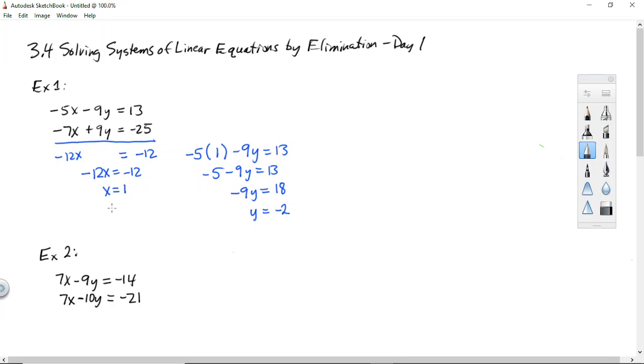And so the ordered pair is (1, negative 2). The x is 1, the y is negative 2. That will work in both equations if we plug it in to try it. Okay, let's look at this next one.